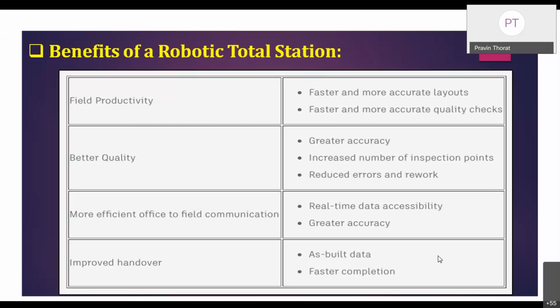Then more efficient office to field communication. Real-time data accessibility: in a robotic total station survey, we can access the data while doing the survey work with greater accuracy. But in a manual total station survey, we first do the survey, then it is stored in the memory card, and then the output is given to the computer. Only then can we access the data. But in a robotic total station, real-time data accessibility is available by using Wi-Fi or Bluetooth connectivity. Then improved handover as built data and faster completion: by using the robotic total station, we hand over the surveyed data as built data with calculations and precision, and faster completion of the work.